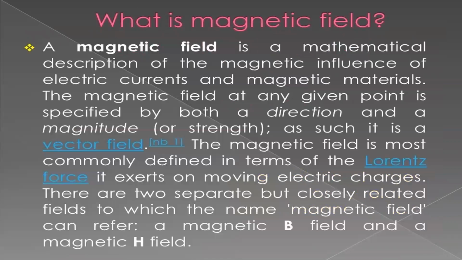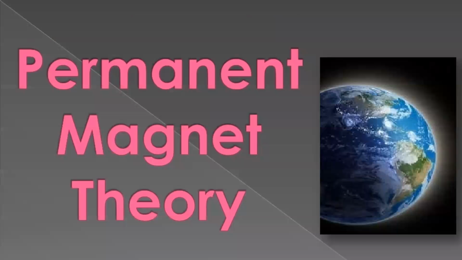Now, magnetic field. What is a magnetic field? A magnetic field is a mathematical description of the magnetic influence of electric currents and magnetic materials. The magnetic field at any given point is specified by both a direction and a magnitude. As such, it is a vector field. The magnetic field is commonly defined in terms of the force it exerts on moving electric charges.